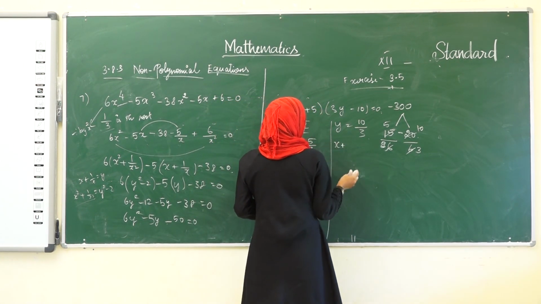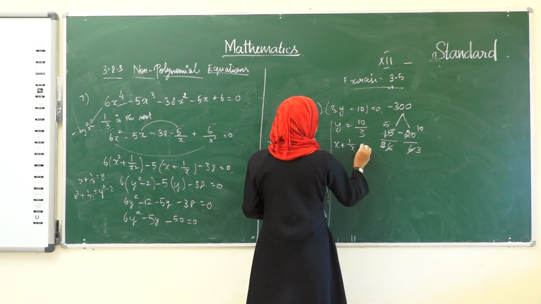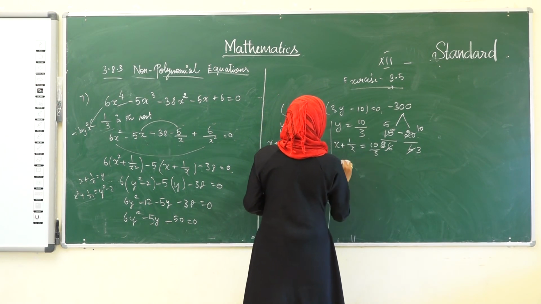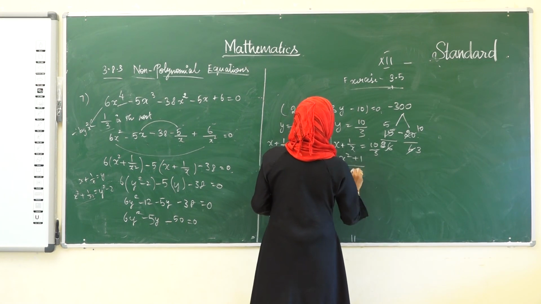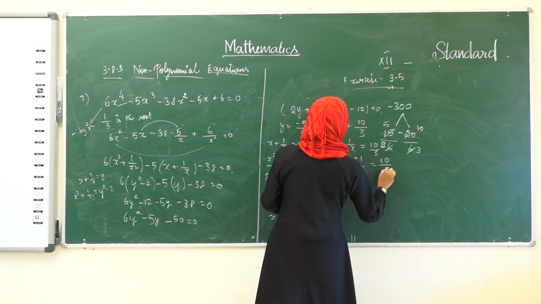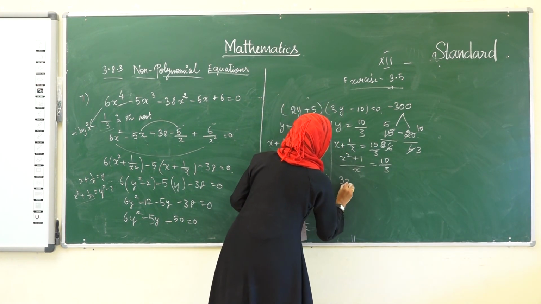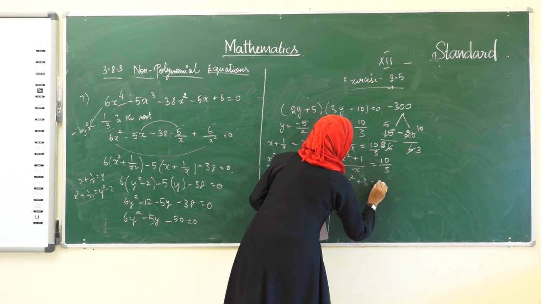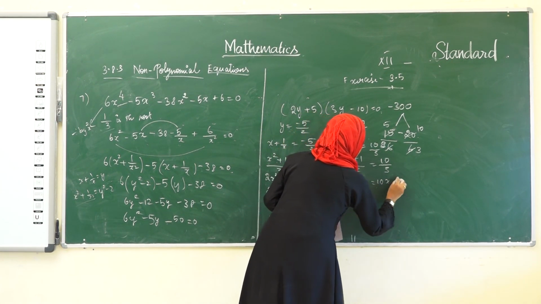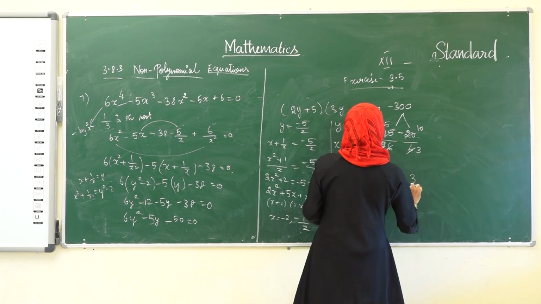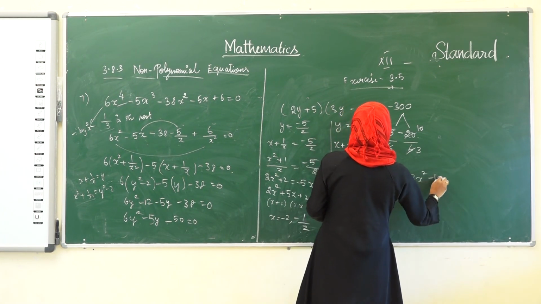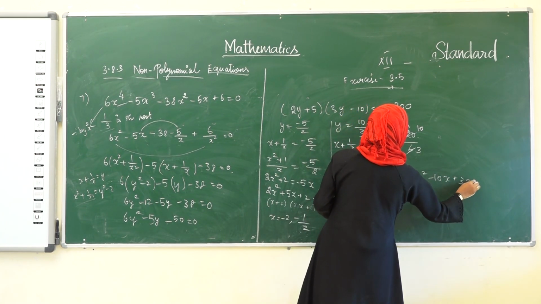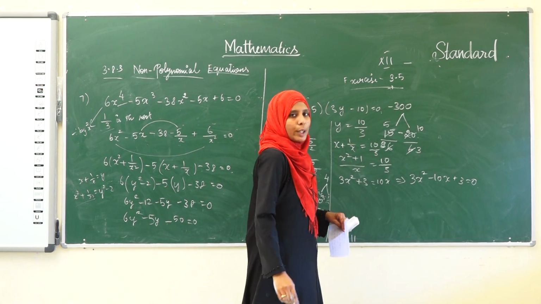For y we are going to substitute x plus 1 by x is equal to 10 divided by 3. Therefore x square plus 1 divided by x is equal to 10 divided by 3. On cross multiplying, 3x square plus 3 is equal to 10x. This can be written as 3x square minus 10x plus 3 equal to 0. We are going to factorize this.